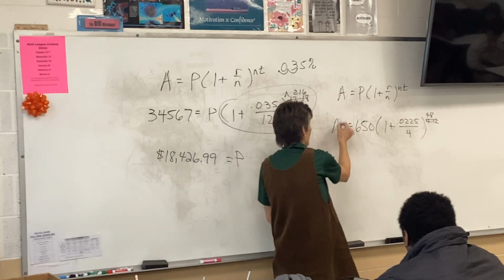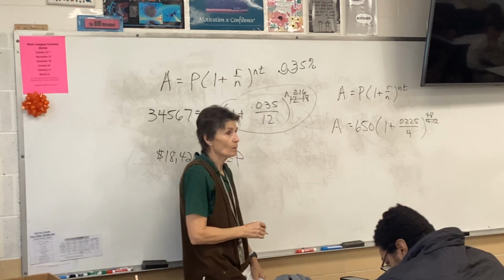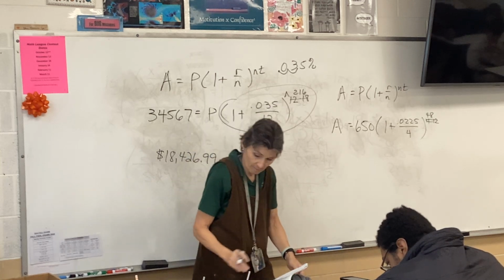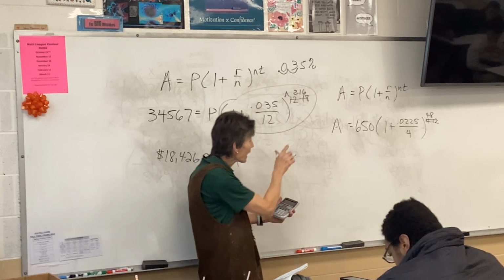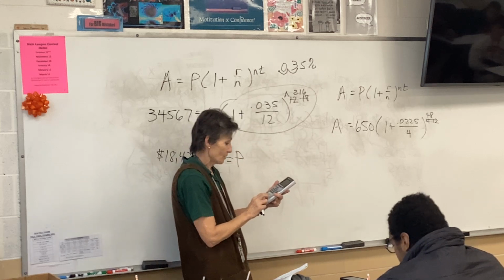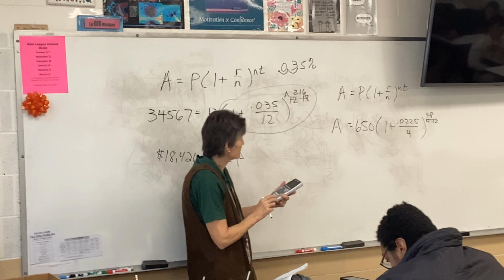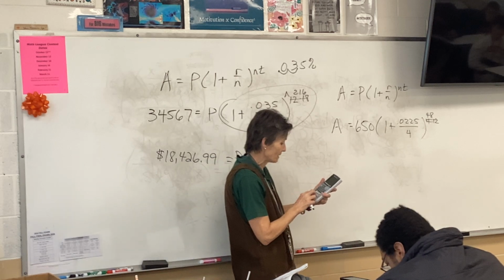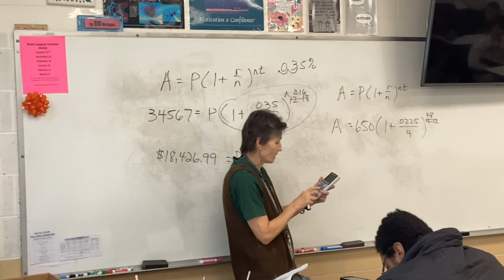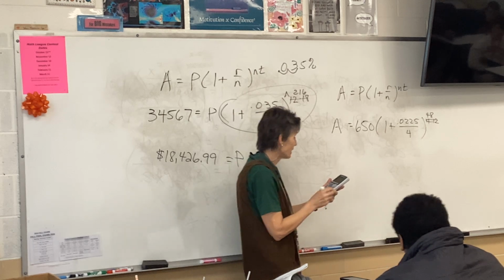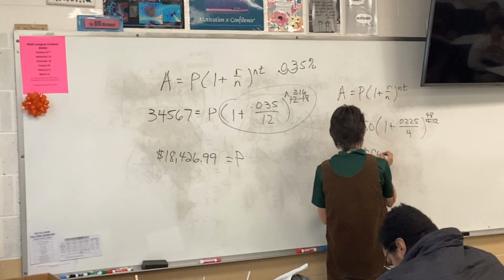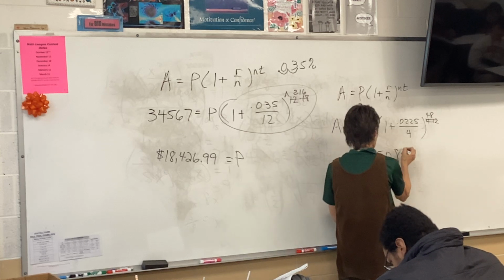And I'm looking for A. Well, here's another one. Do I need logarithms? No, I'm just going to type it in exactly the way I wrote it. So 650 parentheses 1 plus 0.0225 divided by 4, close parentheses to the 48. We shouldn't have any round off error. This is going to be $850.83.